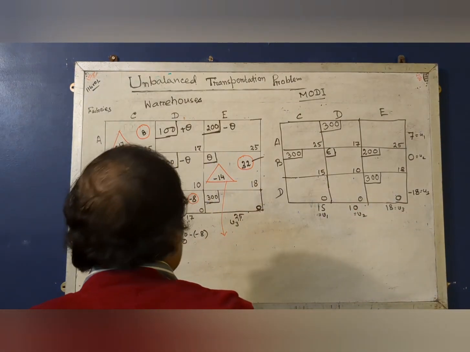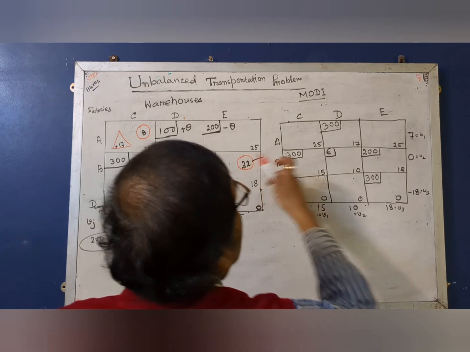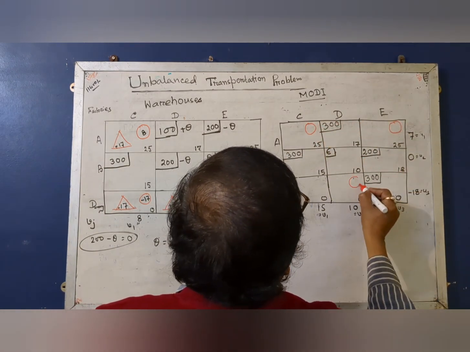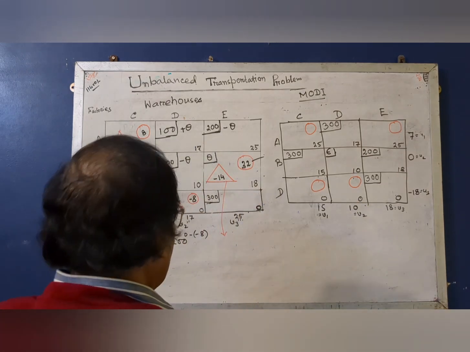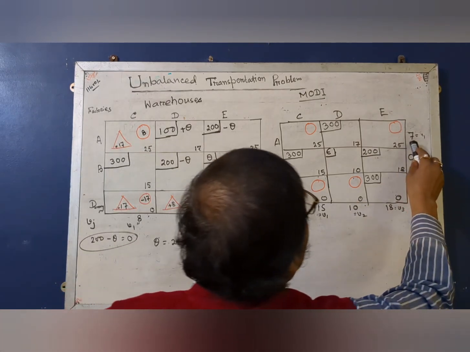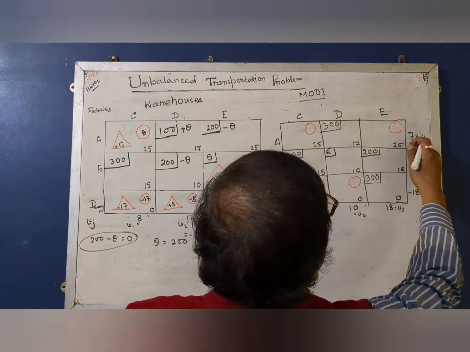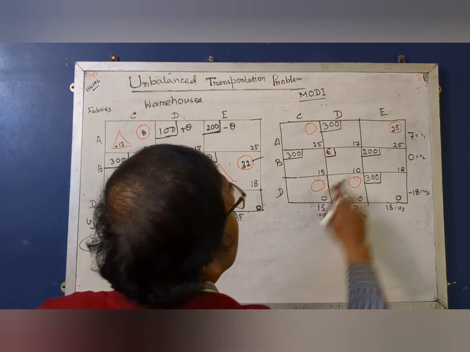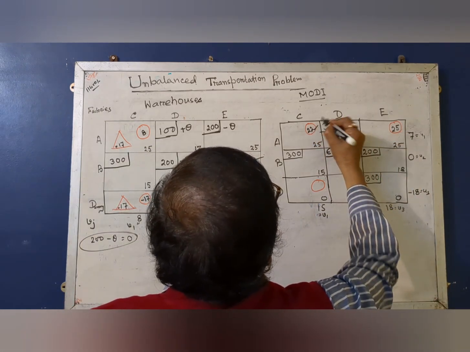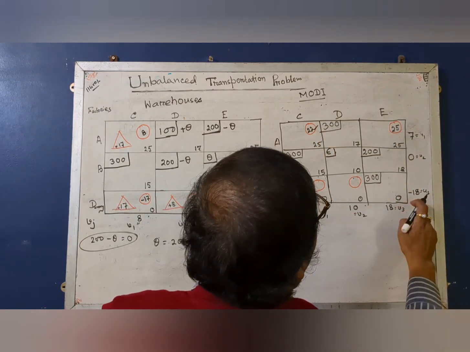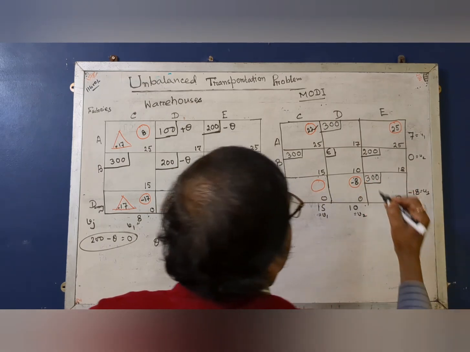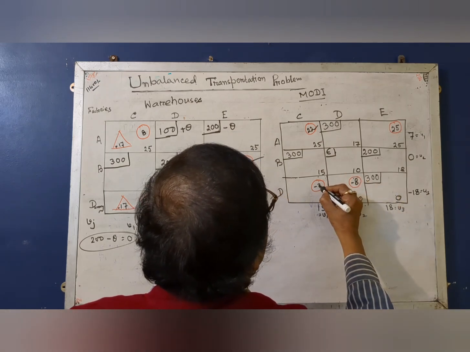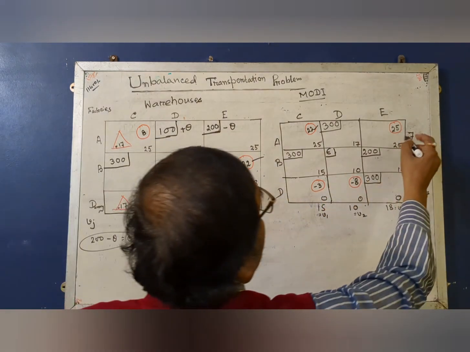Now again, you have to find out Ui plus Vj for the circled, that is basic, and the non-basic cells. This is circle, this is circle, and this is a non-basic cell, this is a non-basic cell. Ui plus Vj is 17 plus 7 plus 18, that is 25, which will be written here. Then here 15 plus 7 is 22, here 10 minus 18 means minus 8, and in this case 15 minus 18 is minus 3. In this way you will keep going.